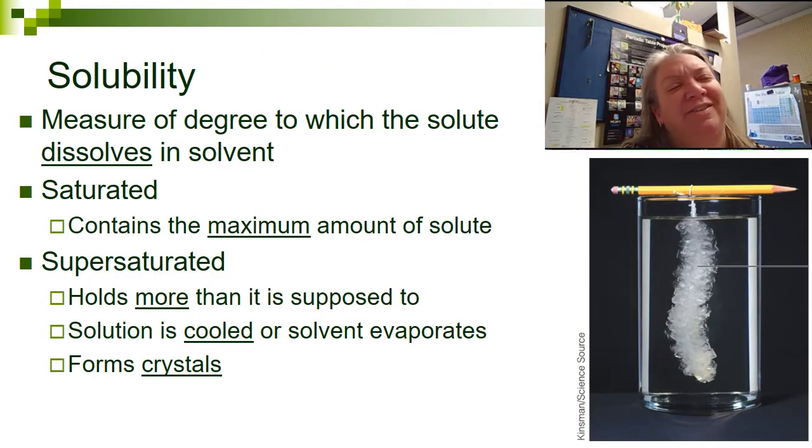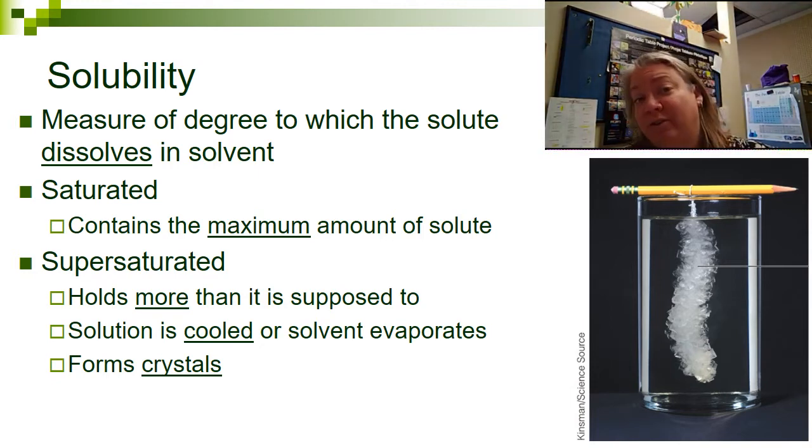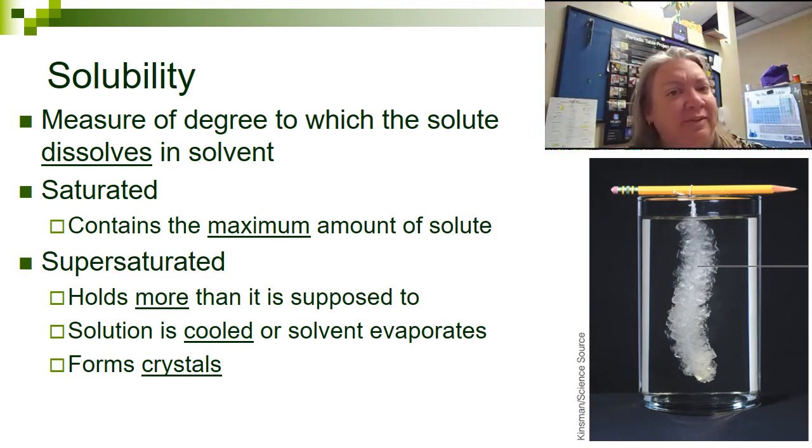Now, you can't just add as much solute as you want to in a solution. There's actually a limit to the amount of solute that will dissolve. That's called solubility, the measure of degree to which the solute dissolves in the solvent. Now, this is highly dependent, as we're going to learn, on temperature and also on the chemical nature of the substances that you have. But let's look at a couple of terms.